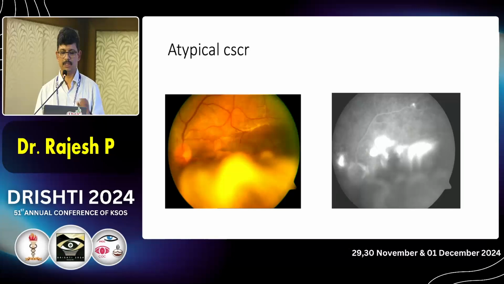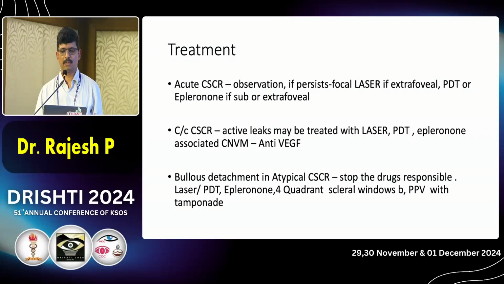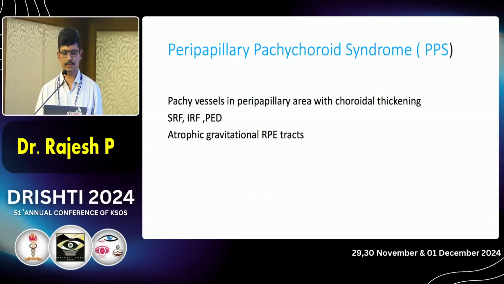Atypical CSR is most commonly seen when the patient is on steroids, and they can have multiple areas of leakage, and often the patient presents with bullous retinal detachment. Treatment again here is with the laser, and in cases where it is not responding to laser, you can give eplerenone. Very rarely the patient may end up with surgery like a pars plana vitrectomy, or sometimes even the kind of surgery that we do in uveal effusion syndrome, where you create a scleral window with sclerostomies, may also work in these patients.